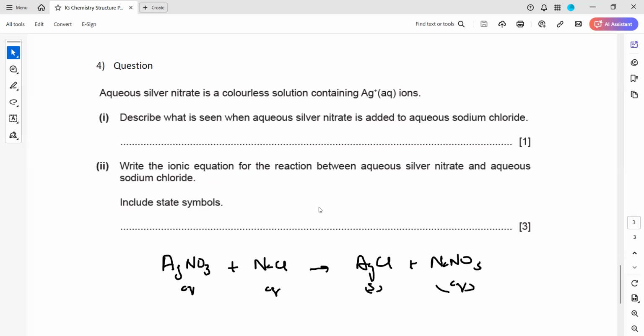But they ask for the ionic equation. When we write an ionic equation, we write for solid, liquid, or gas. So what are the ions present here? It contains a silver ion and a chloride ion. The ions are aqueous and silver chloride is solid. This is the equation you are supposed to write. If you write the full equation, you will lose the mark, because that is a symbolic equation, not an ionic equation.